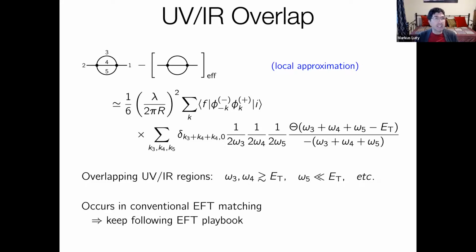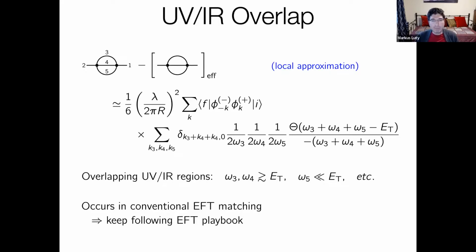All right, but this same effect for this exact same diagram also occurs in conventional EFT matching, right? And we do believe in the separation of scales in ordinary EFT. So we are not worried, we're not scared. We just keep following the EFT playbook, right? We just keep going, okay?